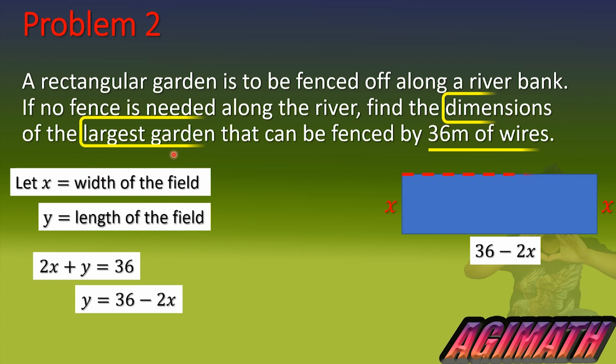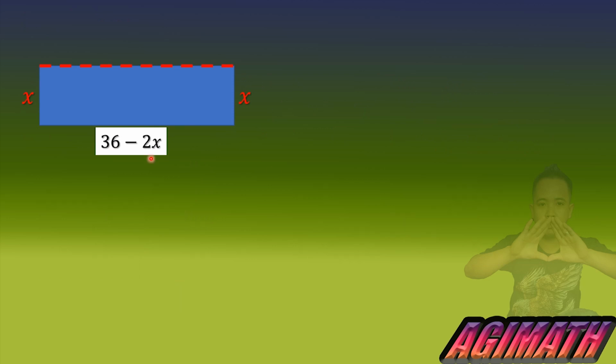Find the dimension of the largest garden. So for it to be the largest garden, it should have the maximum area. So it is just very similar to the previous problem. We need to use the formula for area, because for it to be the largest garden, it should have the maximum area. Area equals length times width. What you need to do is substitute.